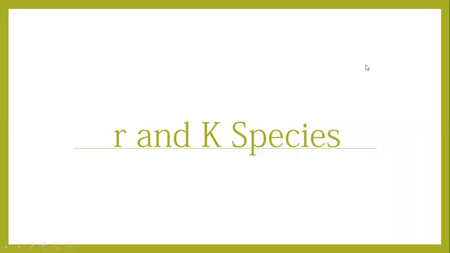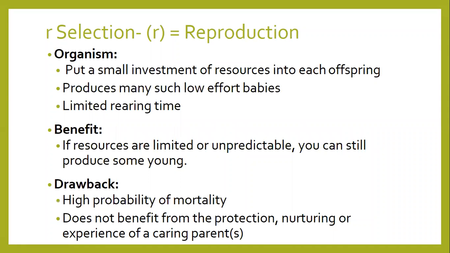Welcome to R and K species. R and K species are basically like black and white or heads and tails. They put animals into categories based on particular types of traits.